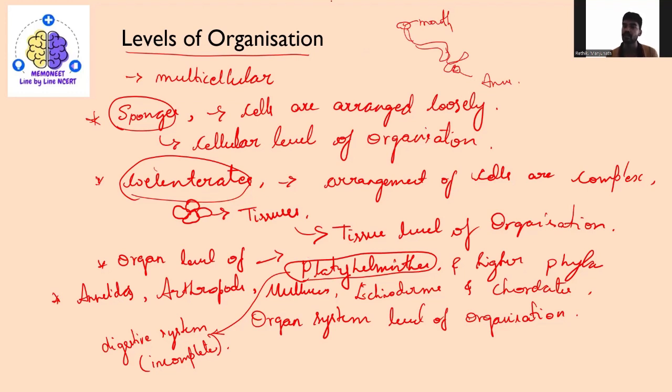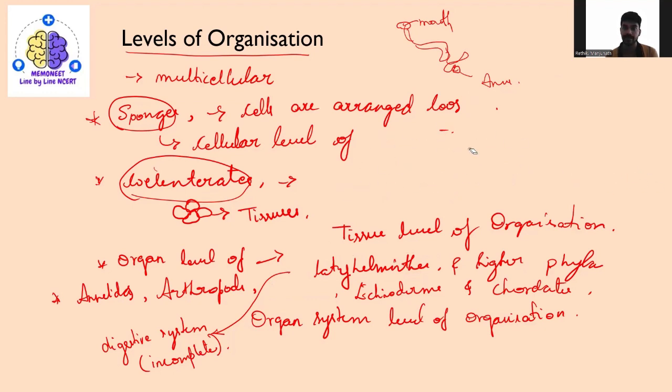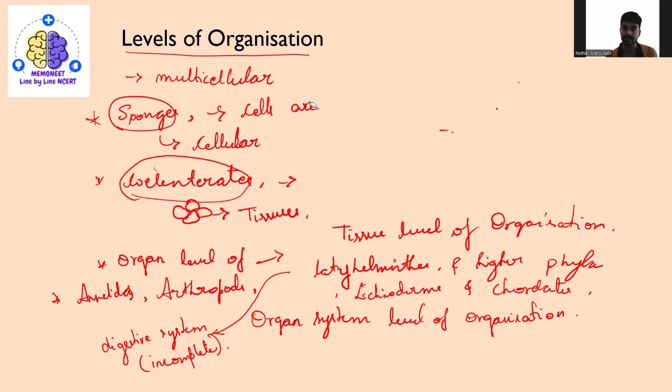The opening itself performs as both mouth as well as anus. So here the digestive system is incomplete, hence an incomplete digestive system can be seen. So this is all about the level of organization. So based on what I have told you, we have two types of system. Even based on the digestive system, the way I have told you, there are two. Now coming to the circulatory system. Just a minute. Yes, coming to the circulatory system.